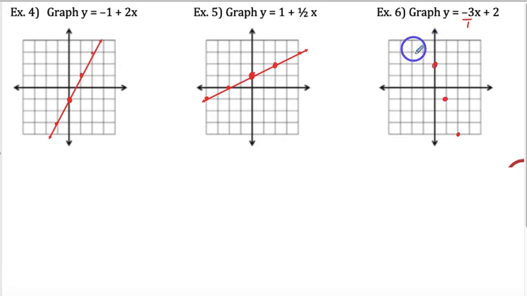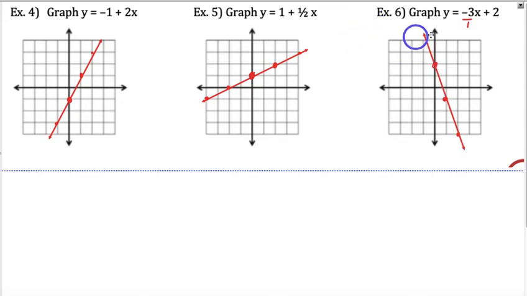And I just have room for those 3 points, so I'm going to grab my ruler and draw a straight line through those points. And adjust it just a little bit. And arrows on my line. Let's keep moving on to example 7.